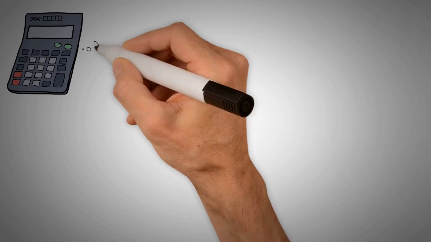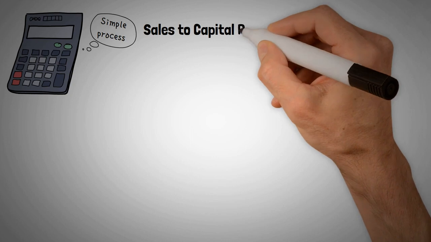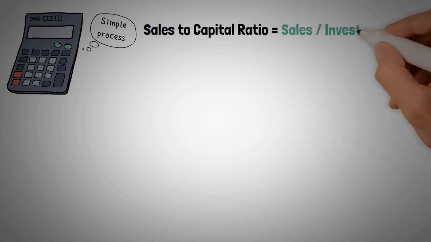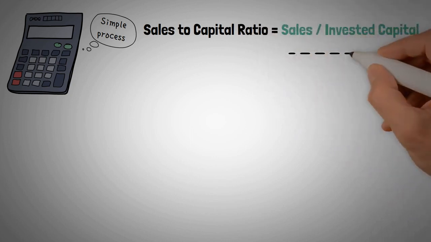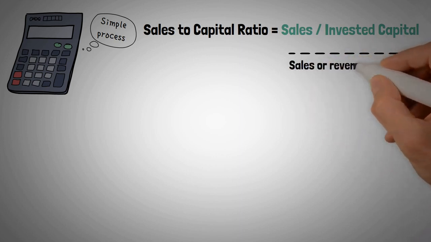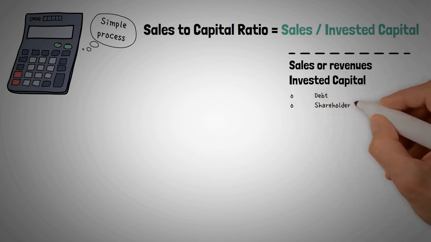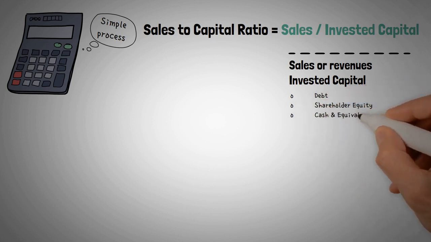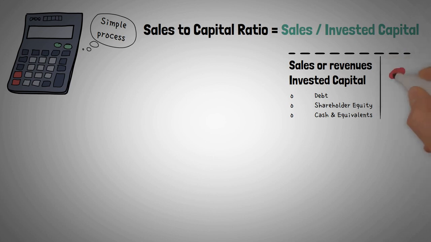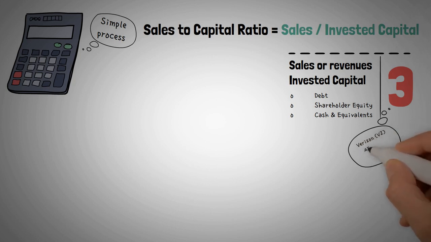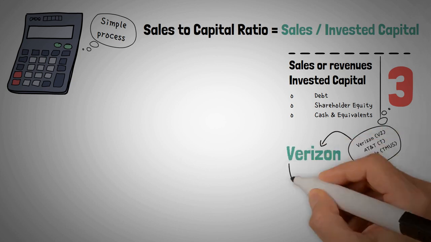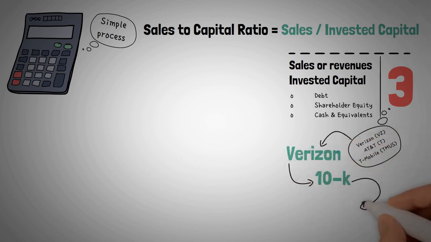How to calculate the sales to capital ratio. Calculating the sales to capital ratio is a simple process. The ratio is: sales to capital ratio equals sales divided by invested capital, where the inputs are sales or revenues, and invested capital, which is debt, shareholder equity, and cash and equivalents. Let's take a look at the sales to capital ratios of the big three of the telecom sector: Verizon, AT&T, and T-Mobile.